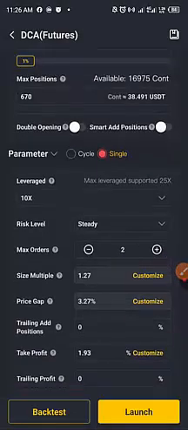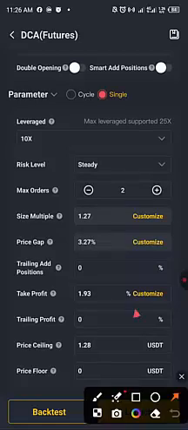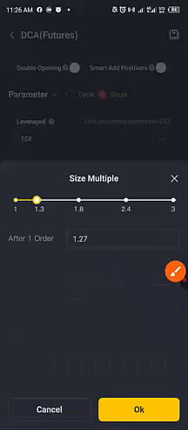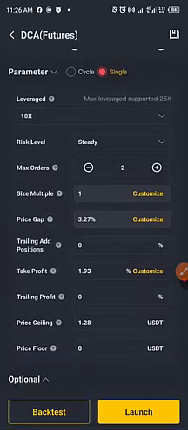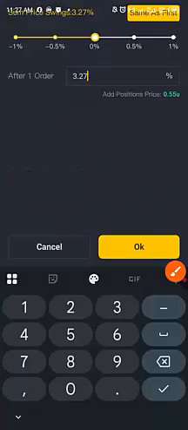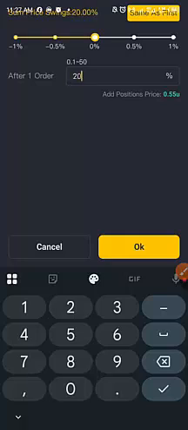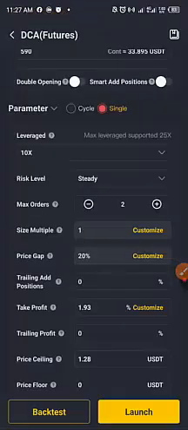Okay, and then max order, we leave it on 2. Size multiple, we change it to 1. Change your size multiple to 1. You click OK. And then price gap, we change it to 20%. You can use 15, you can use 10, but I just like to use 20 because it's kind of safer. So we put it on 20, we click OK.